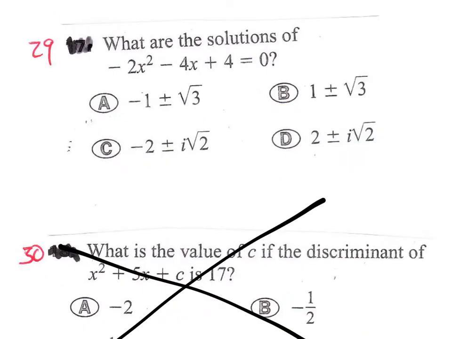Number 29, what are the solutions for negative 2x squared minus 4x plus 4 equals 0? Again, factor, but pay attention. Look at your numbers. It looks like there's a GCF that can be factored out first. All right. Then make up your two sets. Set them equal to 0.